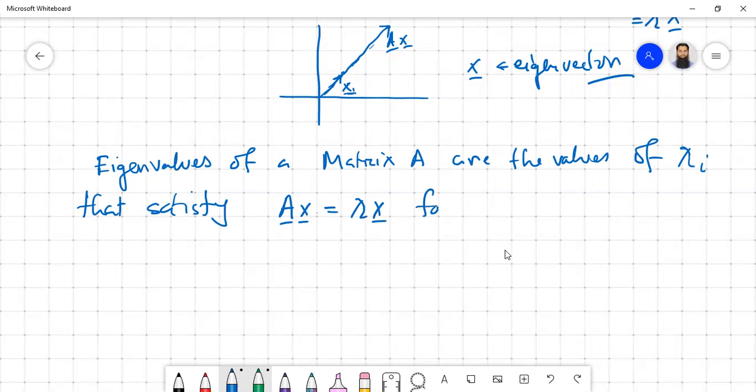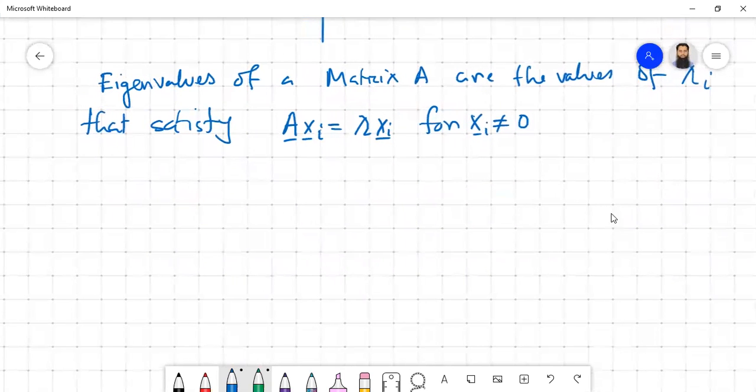Okay, for x not equal to 0. If x is 0, then this equation will always be satisfied. So the condition is xi, you can also put xi here, an arbitrary nonzero value. The values of lambda for which this equation is valid are known as eigenvalues.